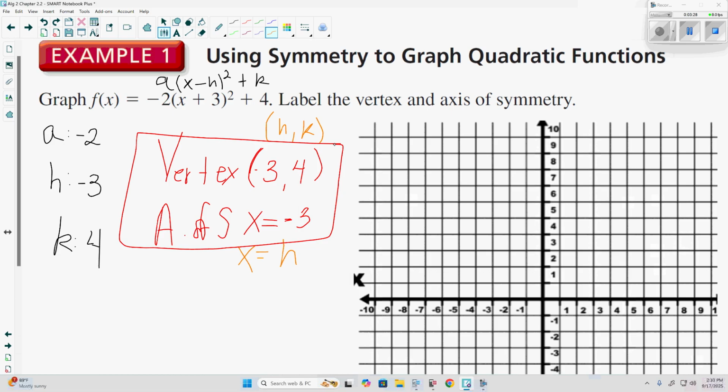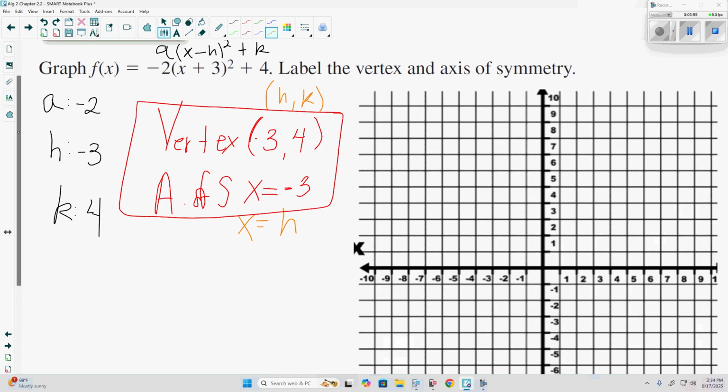Question. A of S? Axis of symmetry? A of S? So axis of symmetry, A of S. It's just short, abbreviated for axis of symmetry, so that way we don't have to write out axis of symmetry every single time.